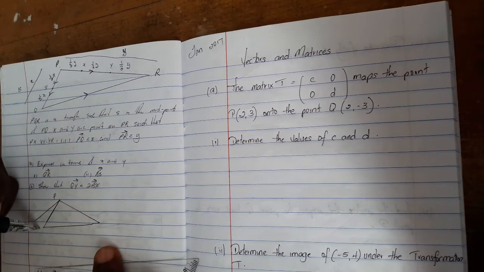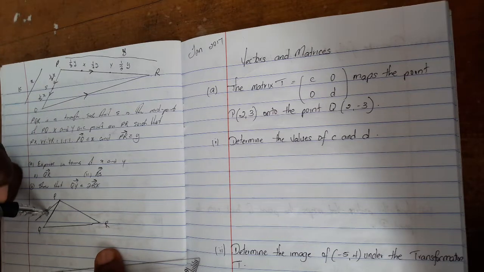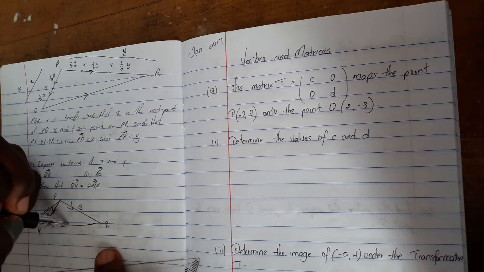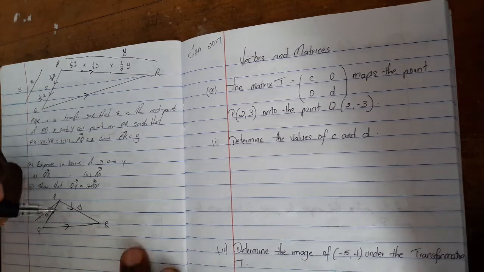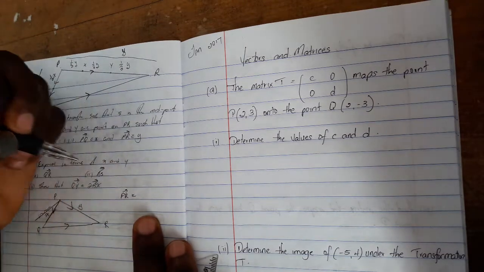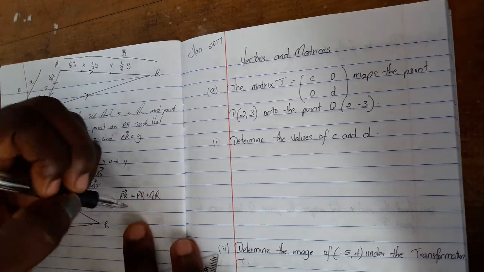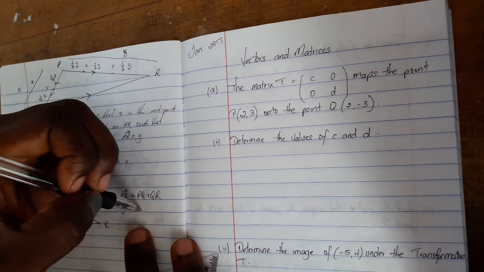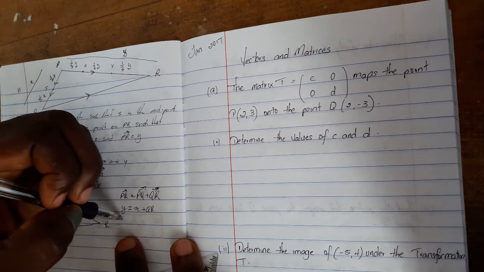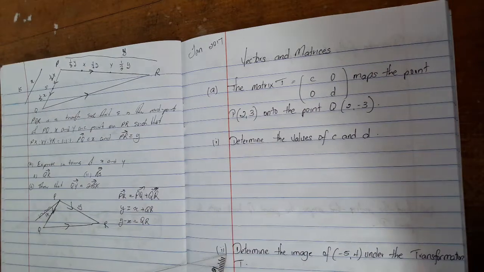So P, Q, ignore this here, R. This entire thing is x, this is y. Which one is the resultant vector? Which one is going in the opposite direction? PR. So PR is equal to PQ plus QR. PR is y, PQ is x. We don't know what QR is. You cannot leave these arrows out. It's not vectors if you leave them out. So QR is y minus x.